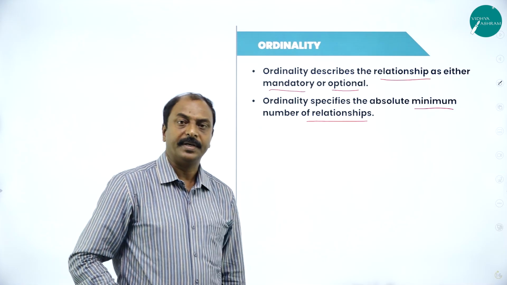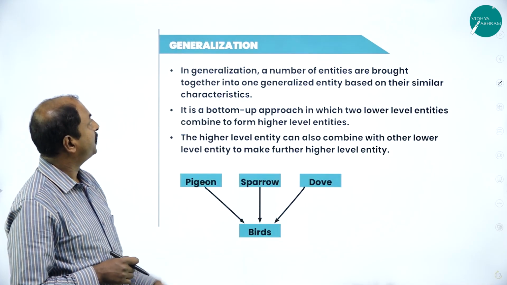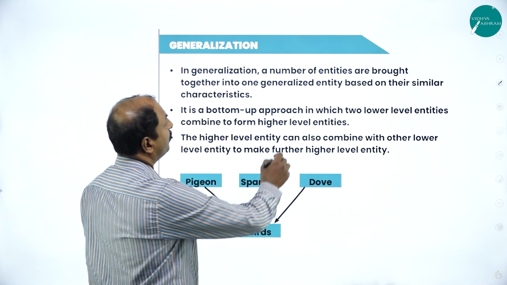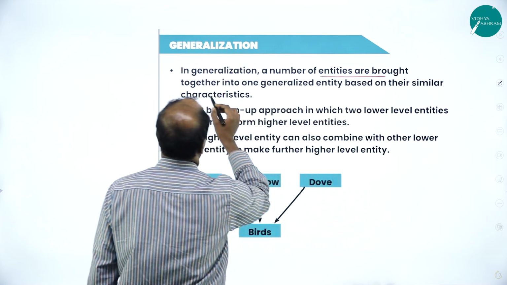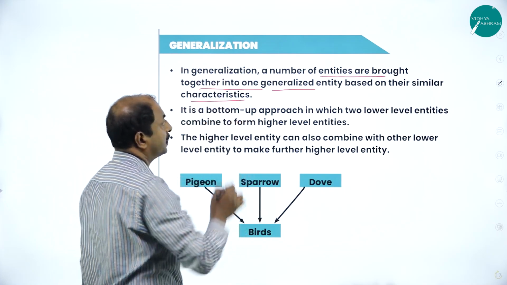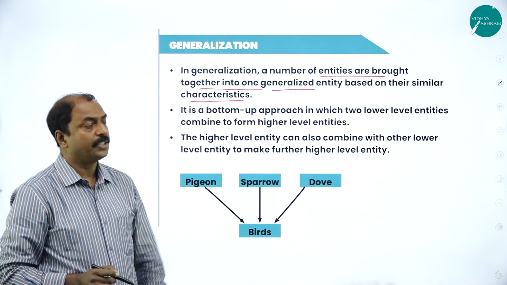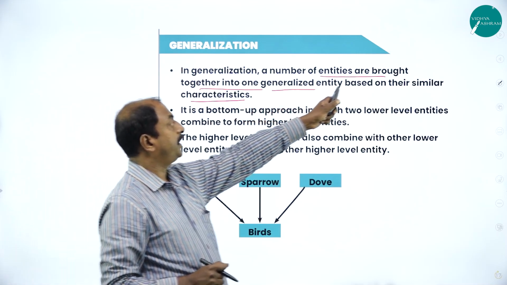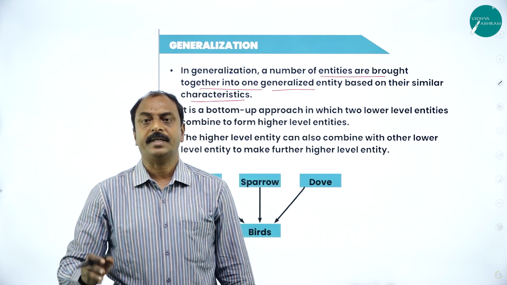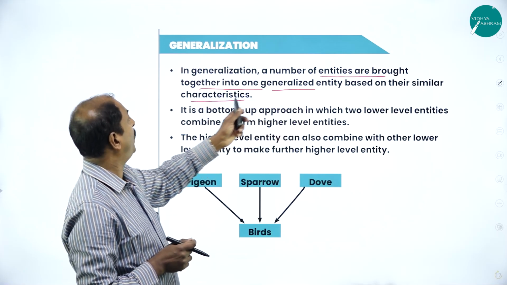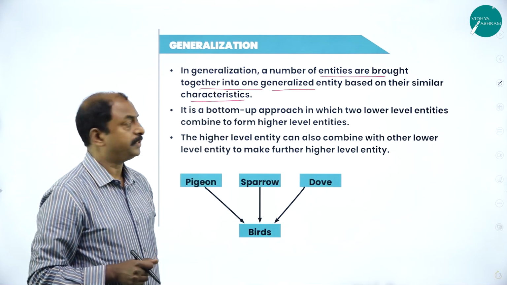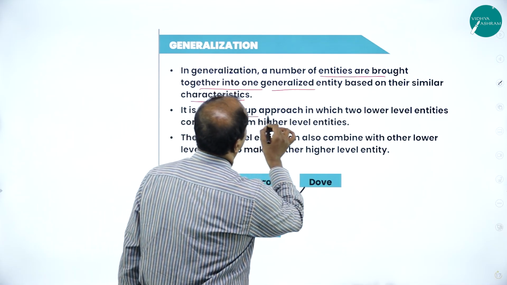Now the next definition is generalization. What is generalization? A number of entities are brought together into one generalized entity based on their characteristics. Here, different entities of similar behavior and characteristics are brought together under one heading, or under one column or one table. That is nothing but generalization. It is a bottom-up approach.